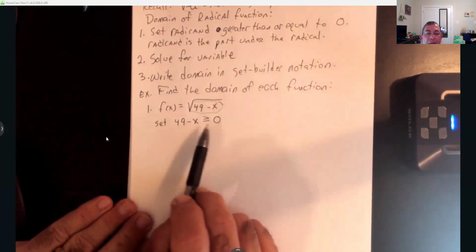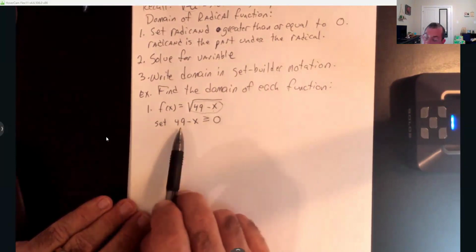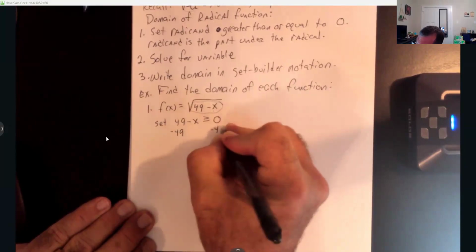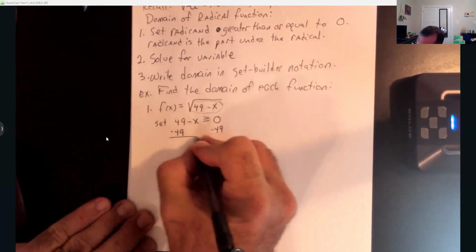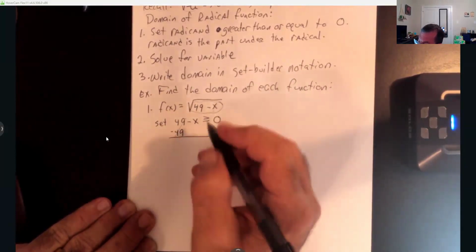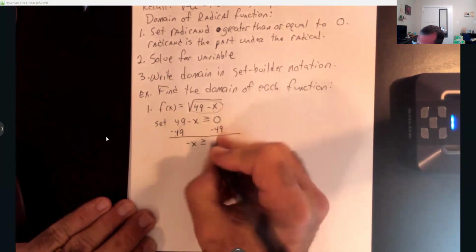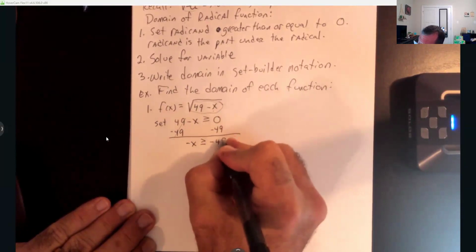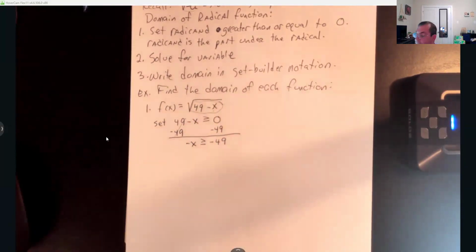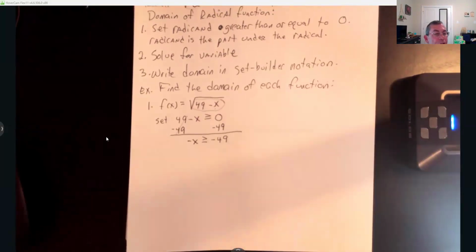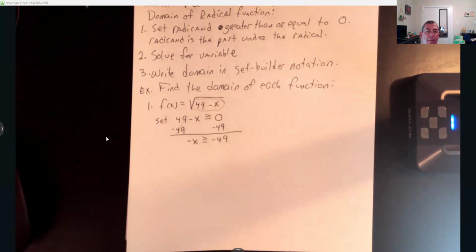So first of all, we'll move that 49 to the other side by subtracting. All right, let's see what that gives. Those cancel. I get my negative x greater than or equal to negative 49. All right, y'all. So what I need to know is, what would your next step be here? Tell me what y'all are doing next to that.